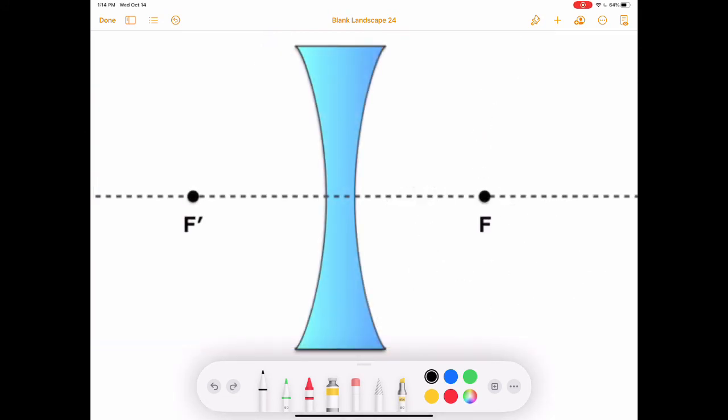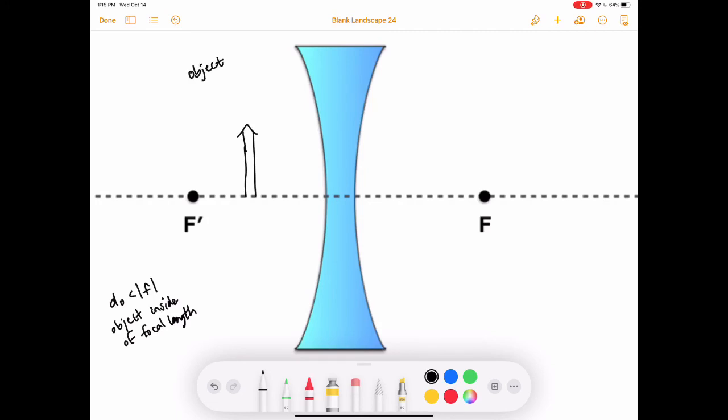So let's do the ray diagram for this one. And we'll just remember that DO in this case is less than the absolute value of F. So the object is inside of the focal length. Which means when we draw the object, just make sure it's inside of the focal length, like this. So here's our object.